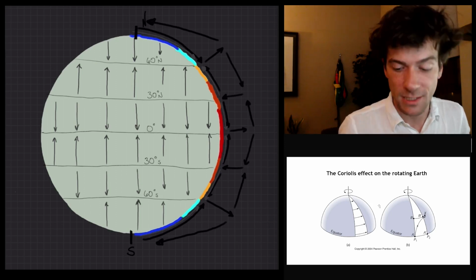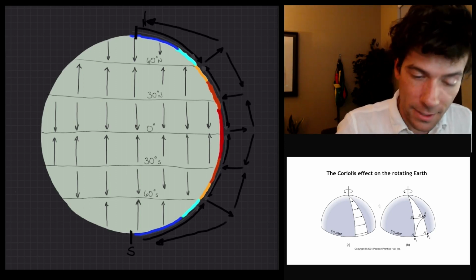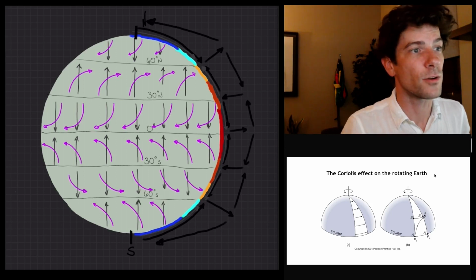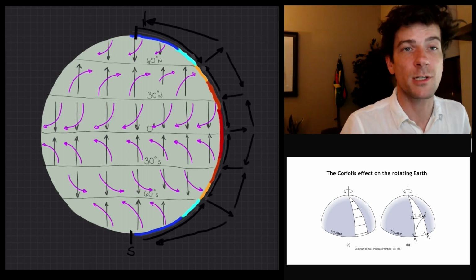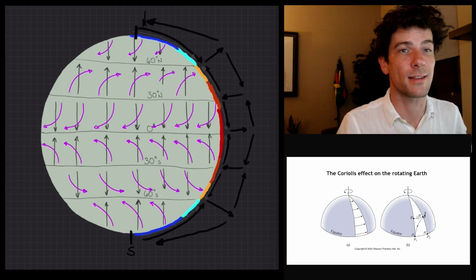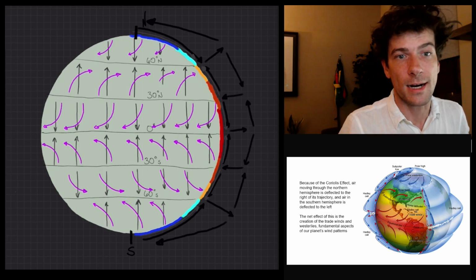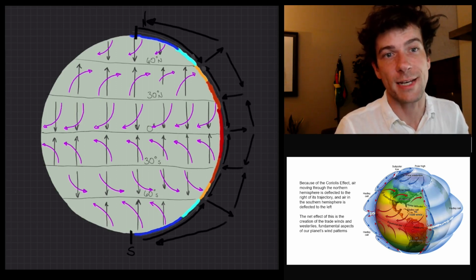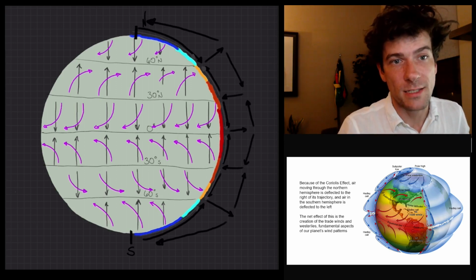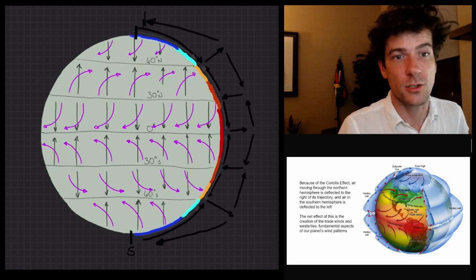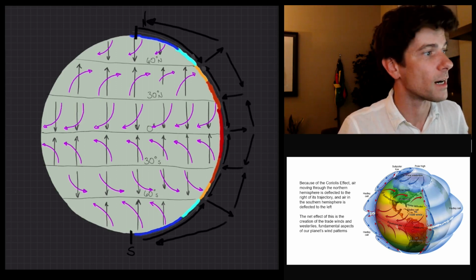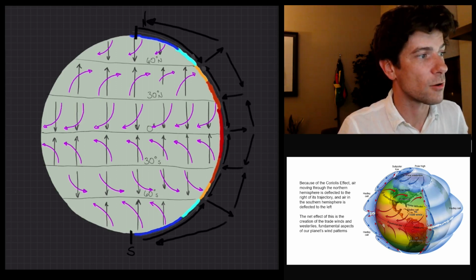And so rather than these straight lines like are indicated on the iPad, they bend. In the northern hemisphere they bend to the right of their expected path, and in the southern hemisphere, they bend to the left of their expected path. That is really responsible for the breakdown of a single convection cell into three individual ones, but it also gives rise to the dominant winds we experience at the Earth's surface. We have the trade winds that are just north and south of the equator, and we have the westerlies that are at about 45 degrees north and south.